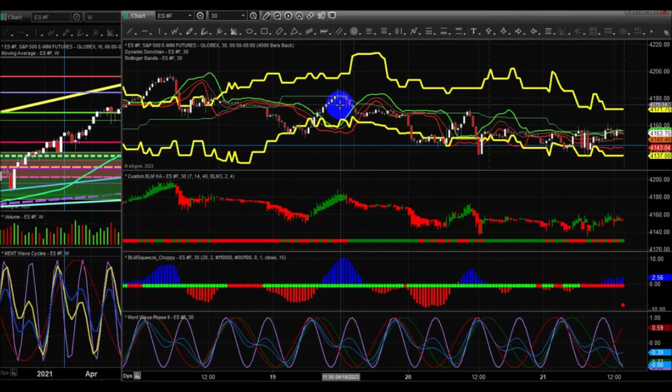Up here, we have the price charts. Here we have my adaptive Donchian channels, which are designed to adapt to market trends. You see they expand and contract depending on what happens, and typically provide breakout areas or congestion ranges. Then we have what's called the custom BLM Fibonacci.